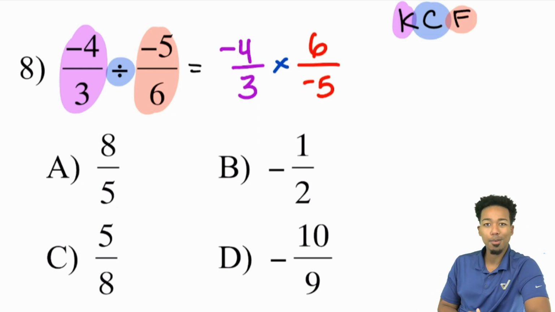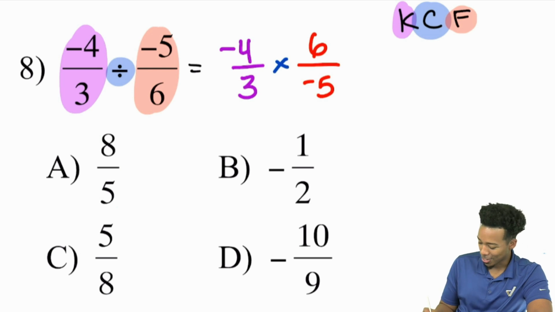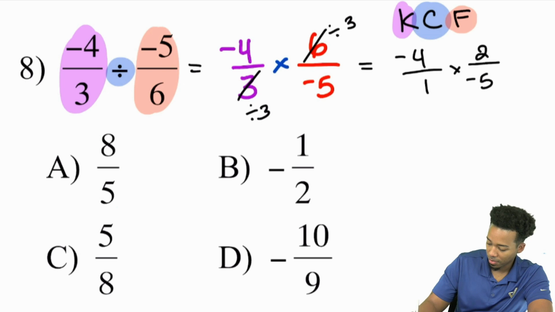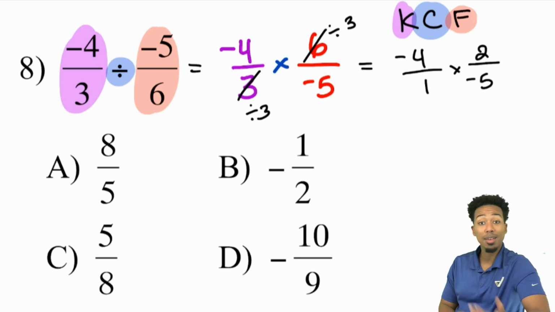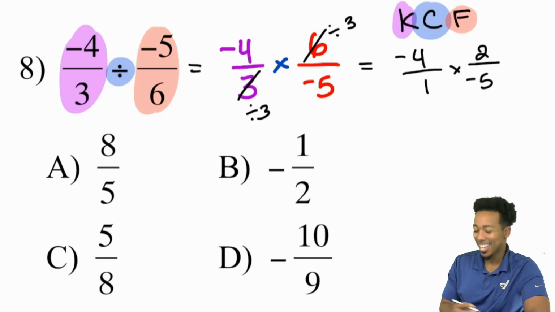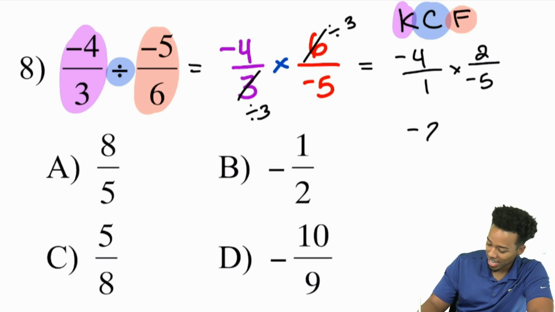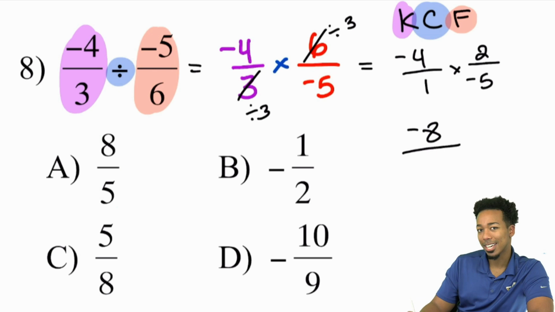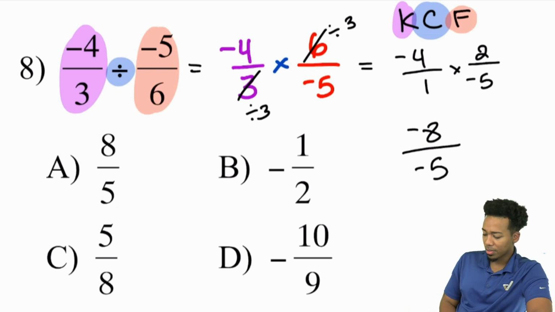And so now from here, my party people, check this out. I noticed that I can divide the 6 and the 3 by 3. So that's going to end up giving me negative 4 over 1 times 2 over negative 5. This gives me an easier time because I'm dealing with those smaller numbers. And because of that, we're going to have ourselves negative 8, because negative 4 times 2 is negative 8. And 1 times negative 5 is going to be negative 5. So we have negative 8 over negative 5.